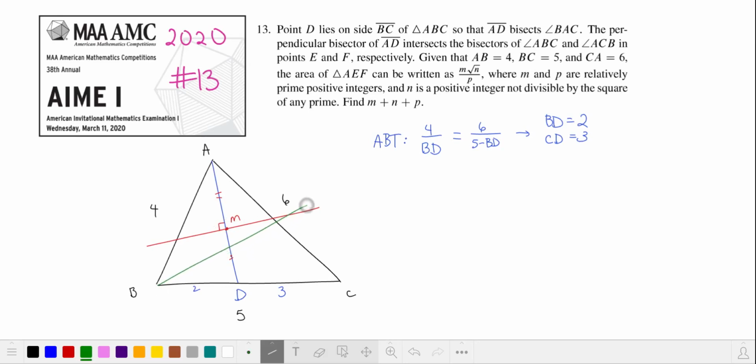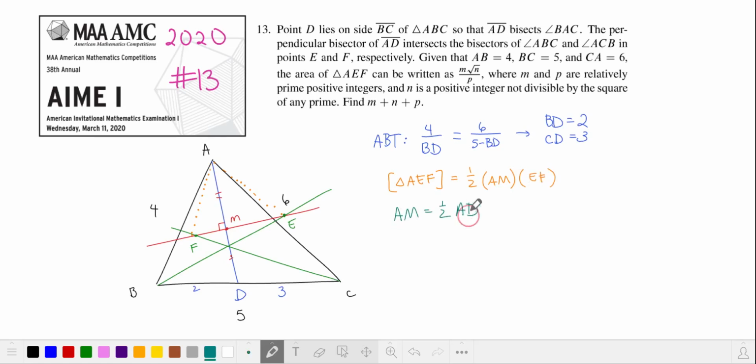When I draw in these other two angle bisectors from B and C, then we can find points E and F at the intersection of these two lines. We want to find the area of triangle AEF. Since AM is the height of this triangle, we can use our standard formula for the area of a triangle. Let's find AM. Since M is the midpoint, that's half of AD.